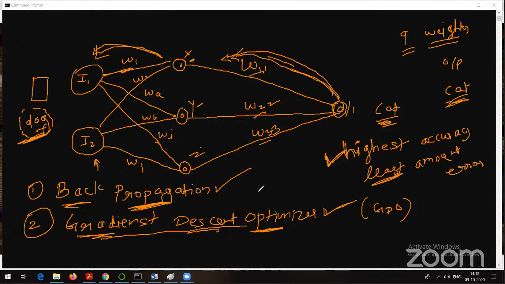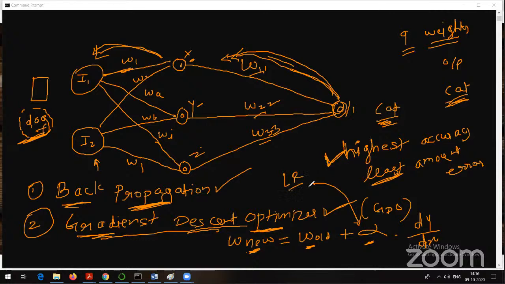So first of all, let's see the formula for back propagation, how it actually calculates the new weight. The formula is like this: new weight W new is equal to old weight, whatever the older weights we were having in our case, plus alpha into dy by dx. Now what are these things? W new is nothing but the new weight. W old is nothing but the old weight, right? What is this alpha? This alpha is actually called the learning rate.